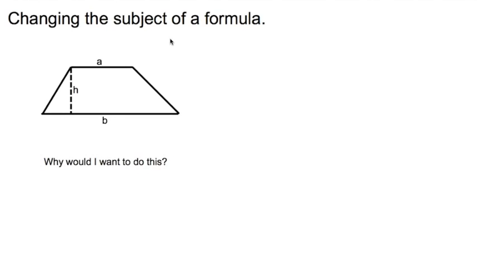So today we're going to be talking about changing the subject of a formula. In order to do that, let's go back to our trapezoid. We know, or maybe we don't, but we should, because we just did it, that to find the area of a trapezoid, you take 1/2 times a plus b, so you find the average of the two bases, the top and the bottom, and you multiply it by the height.